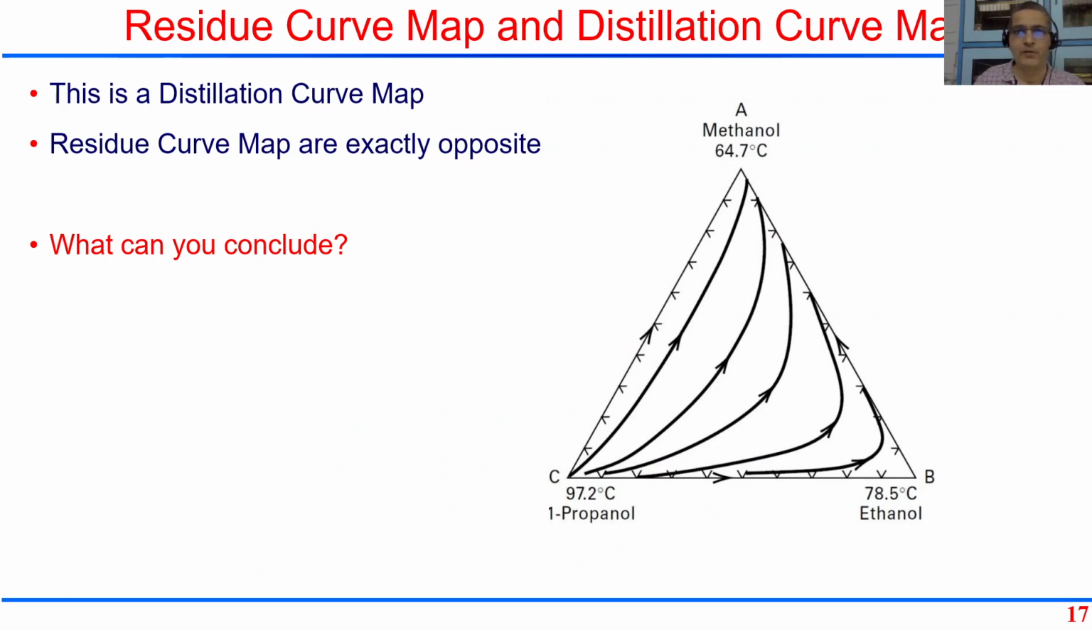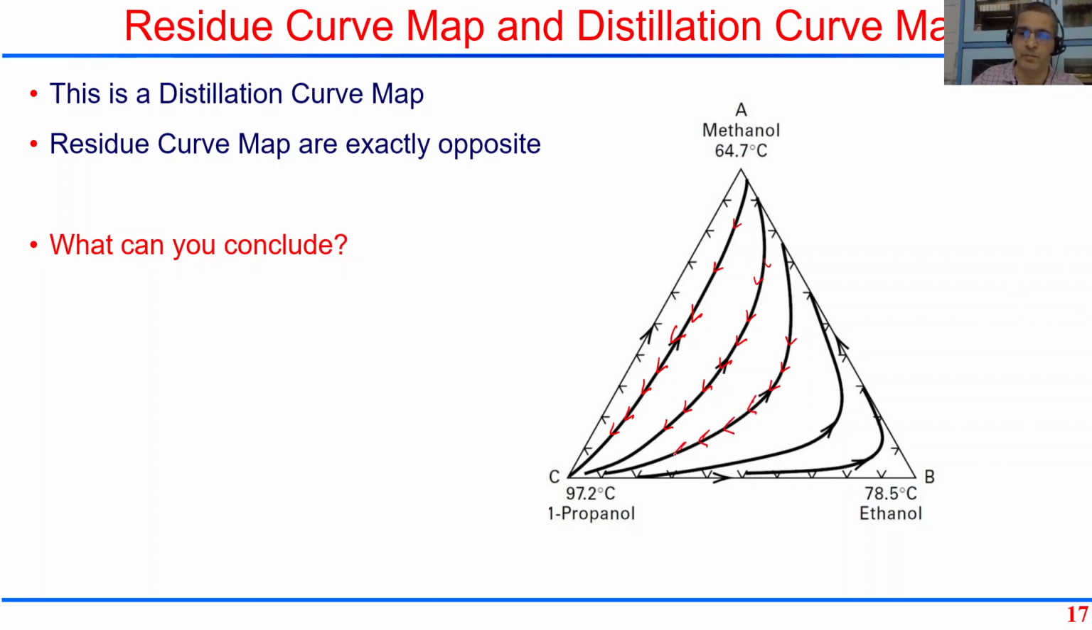This is slightly different. This is called a distillation curve map. So for methanol, ethanol and propanol, this system, the residue curve would be exactly opposite. Distillation curve means how the vapor composition would change. If I enrich and enrich the vapor more and more, so I take the vapor, condense, generate vapor, take condense, generate vapor. That's how the black arrows will look, that's how the distillation curve would look.